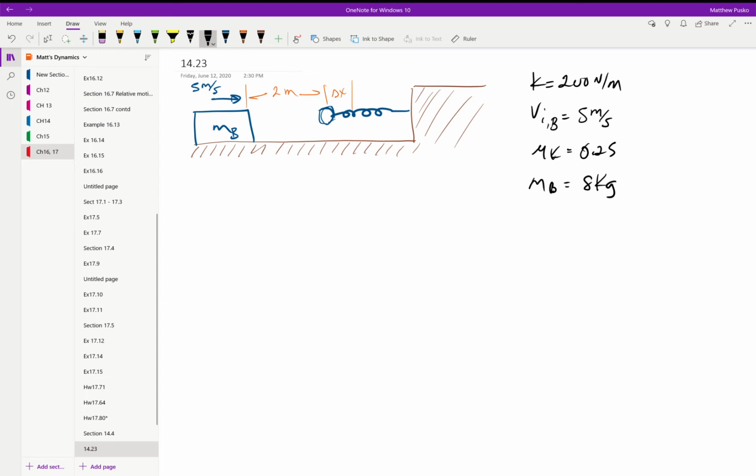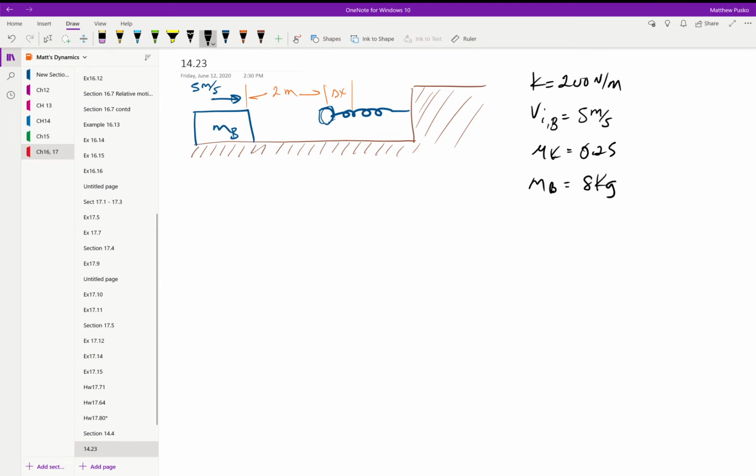I wanted to do this example to reinforce the concept of the work and energy theorem: T1 plus the work done from 1 to 2 is equal to T2. This problem does it pretty well, and it's not necessarily intuitive how to handle the displacement. So let's take a look at it.